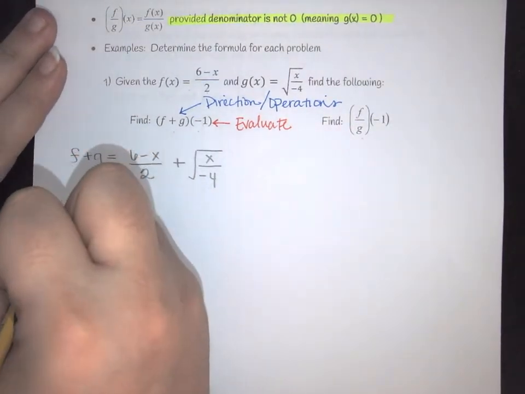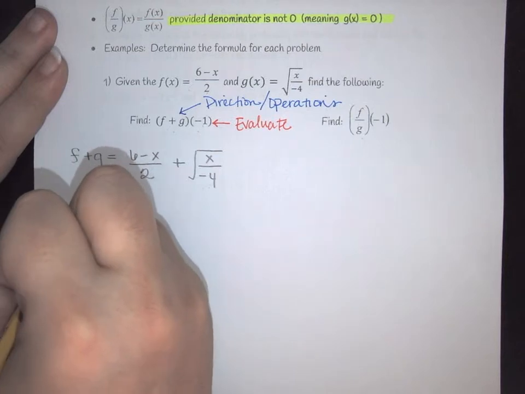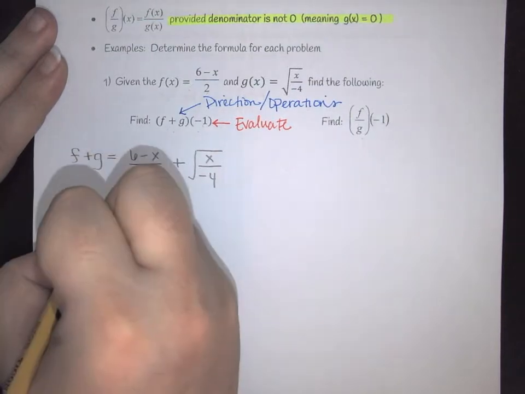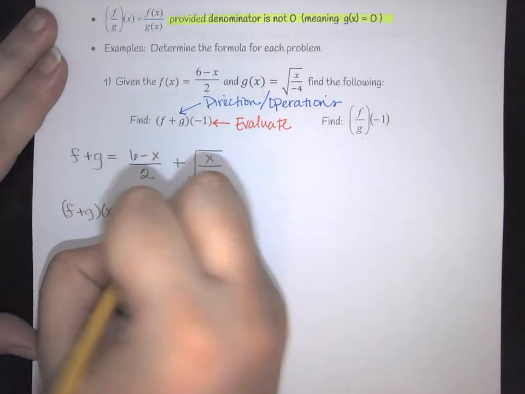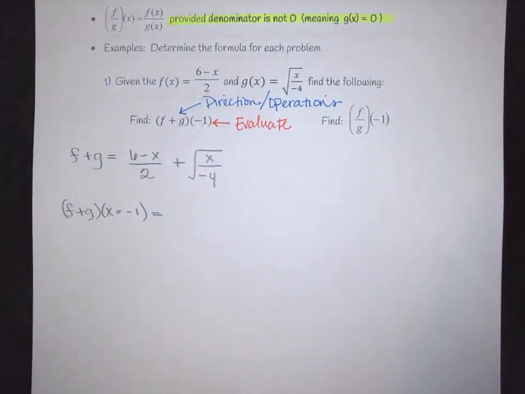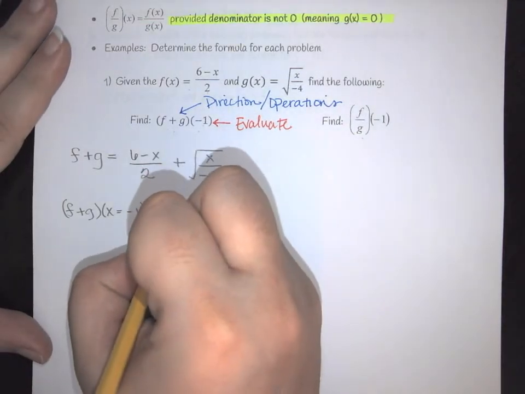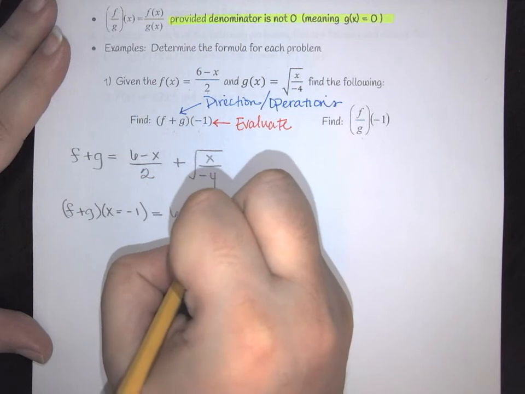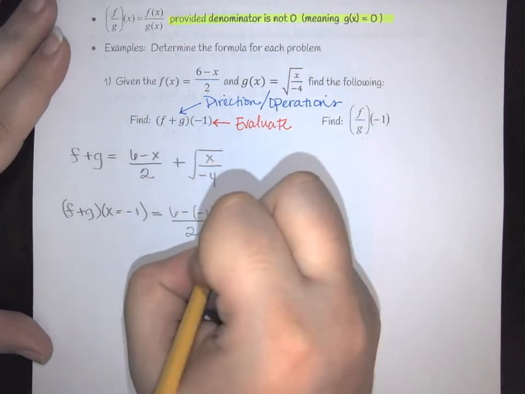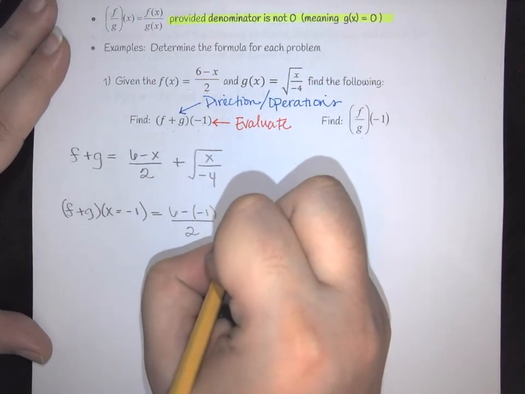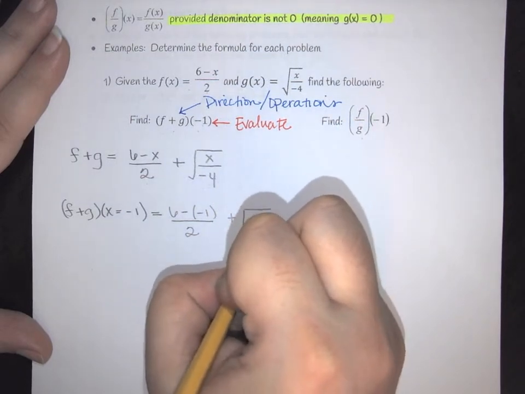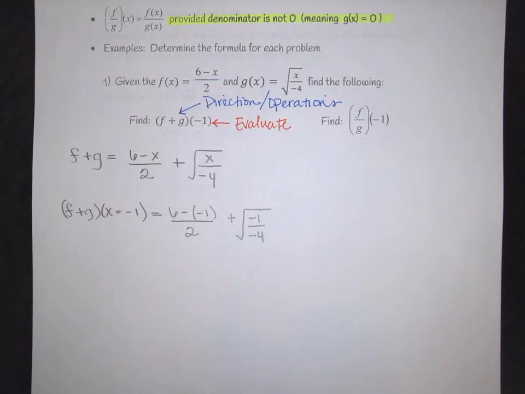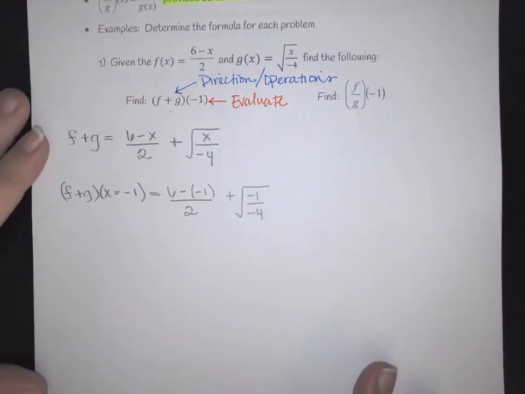Now, the second part says we're going to evaluate. So here we're going to take our f plus g, and we're going to evaluate at x equals -1. So that means anywhere you have an x value, you have to put in a -1. So this is going to become 6 minus a -1 all over 2, and we're going to add that to the square root of -1 over -4. Once you've input your variables, now you have to simplify.